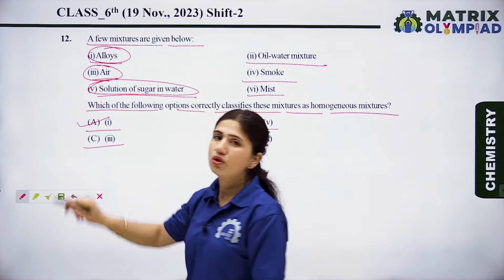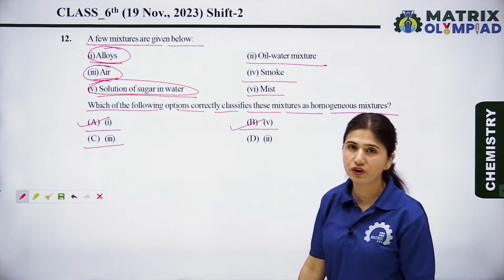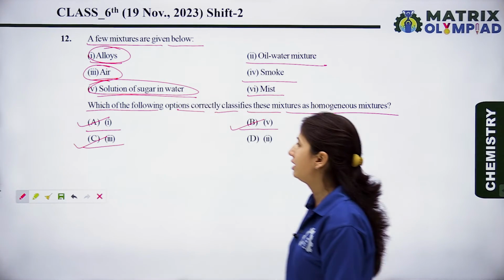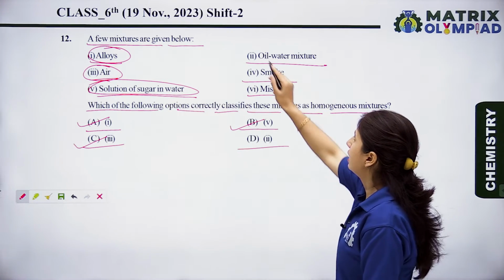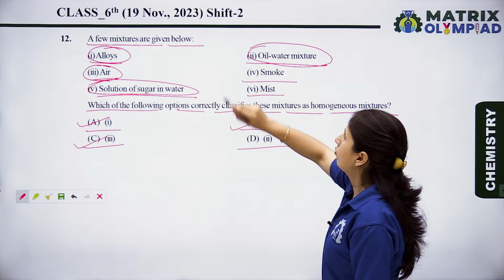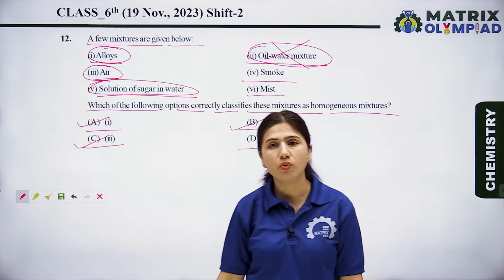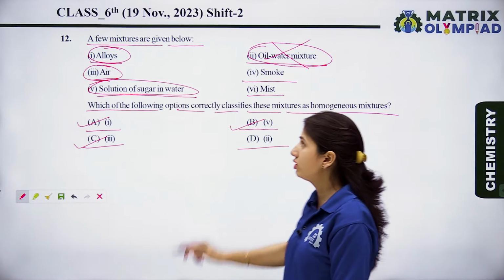Yes, air is also a homogeneous mixture of different gases. So C is also a right option. Now let's see the last, D, second. Second is oil and water mixture. No, oil and water mixture is not a homogeneous mixture. It is a heterogeneous mixture.